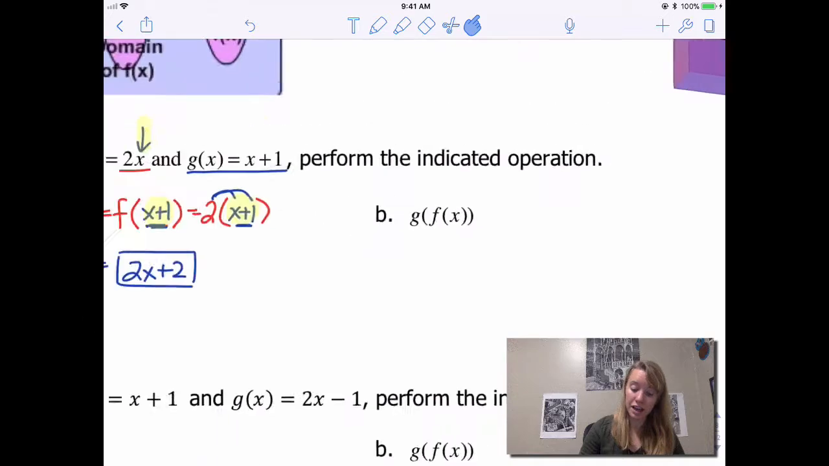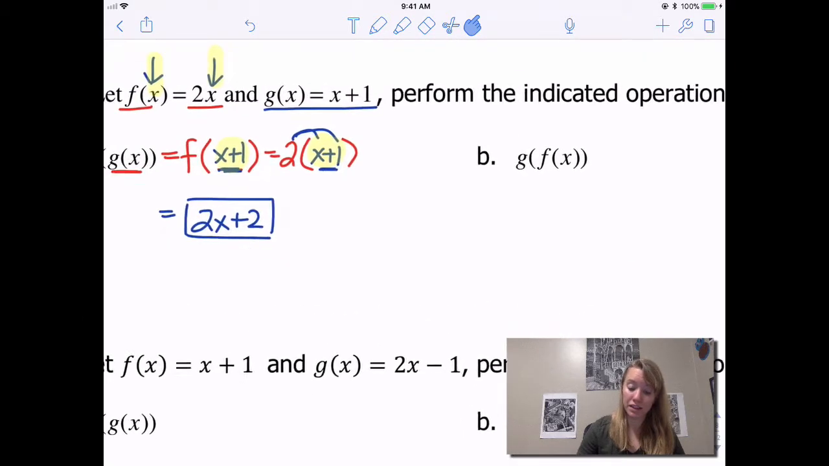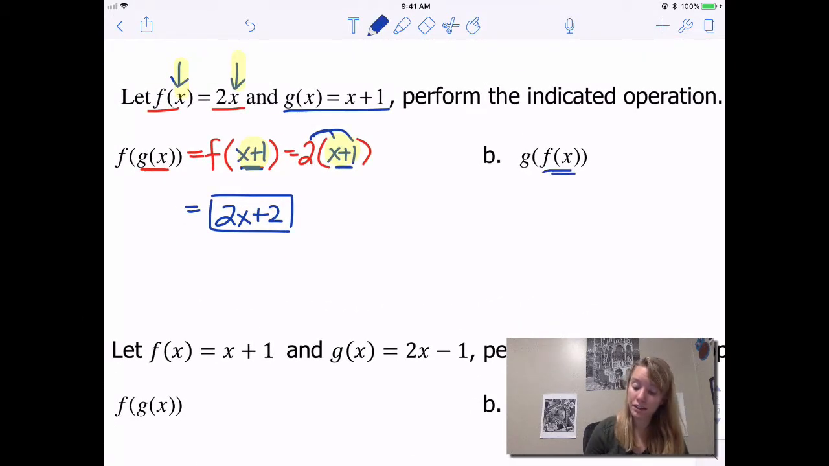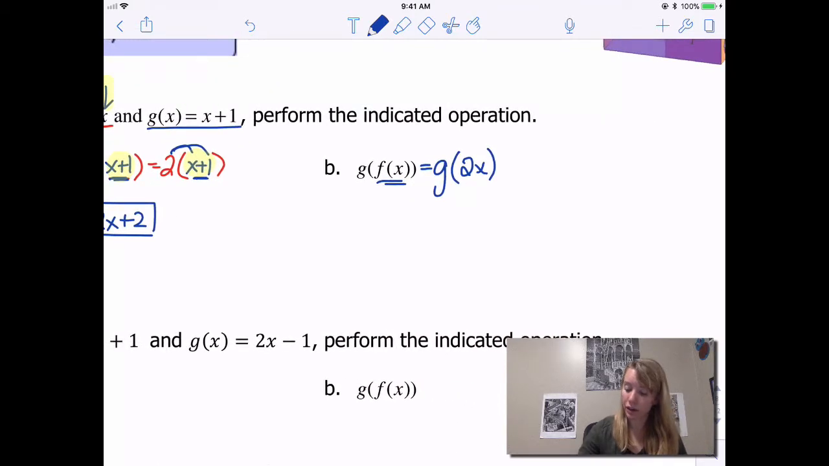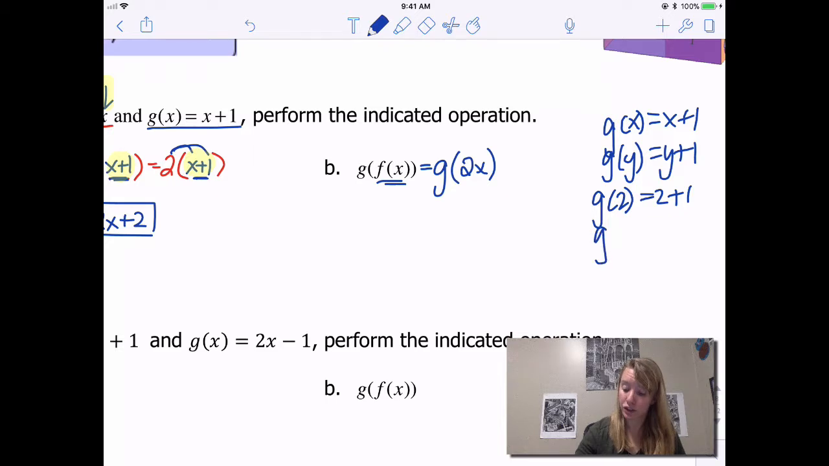g of f of x. This time, what's in the very inside parentheses is f of x. So this will become g of whatever f is. So I get 2x. Now, a little side work. g of x is x plus 1, meaning g of y is y plus 1. g of 2 is 2 plus 1. You get the picture. g of smiley face is smiley face plus 1.